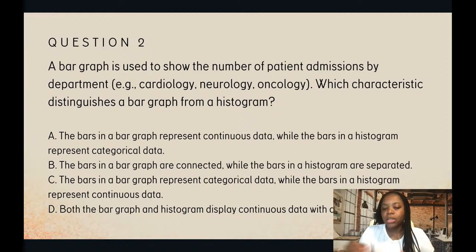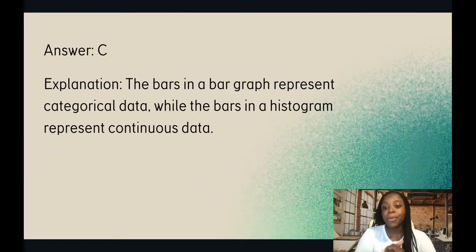Okay, I got one answer. Any other attempts? Okay, I am going to go ahead and show the answer. The answer was C. So yes, that person, you are correct. The bars in a bar graph represent categorical data, while the bars in a histogram represent continuous data.